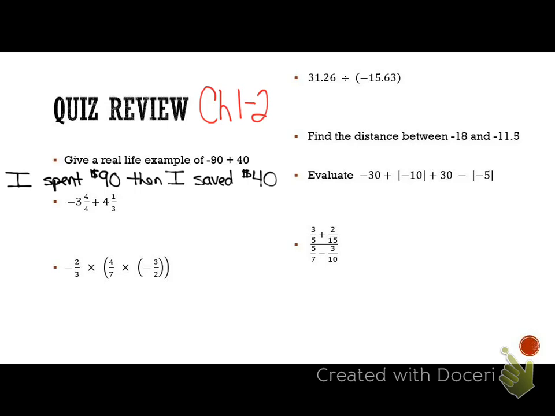Does anybody else have a different scenario of the negative 90 and the plus 40? I saw Matthew's hand first. I withdrew the $90 from the bank and I put back 40. That's kind of what I put, but that's okay. Hannah? In the winter in Antarctica, it's negative 90 degrees Fahrenheit, and then in the summer, it's plus 40 degrees. So it's 40 degrees warmer, so that's good. I like that. She said Antarctica because it probably does get to negative 90.